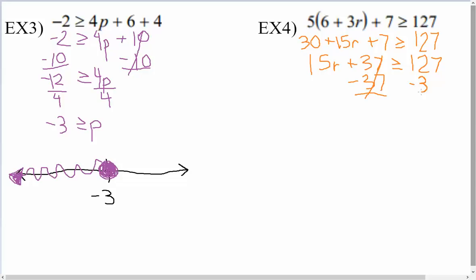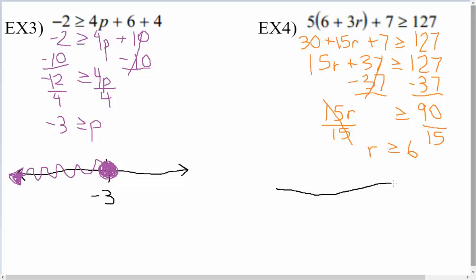And of course, to maintain balance with that property of equality, 15r is greater than or equal to 90. Final step is to eliminate the coefficient. So since we're multiplying by 15, we have to divide to cancel that out. And divide by 15 again, so r is greater than or equal to 6.